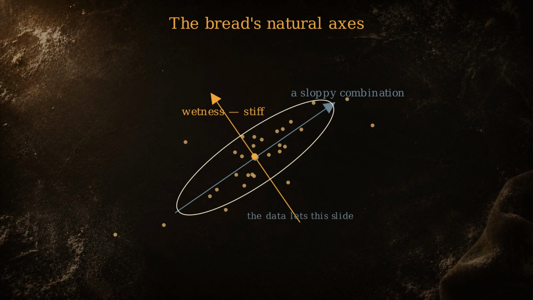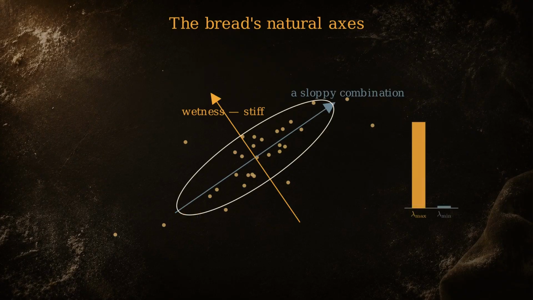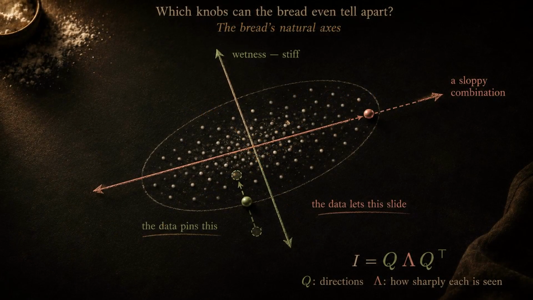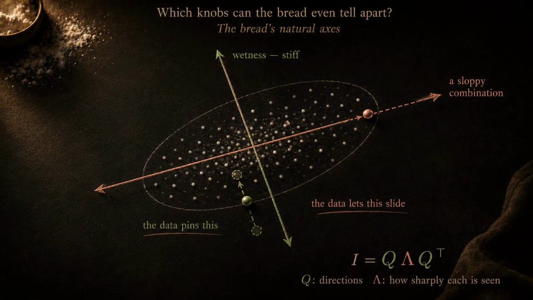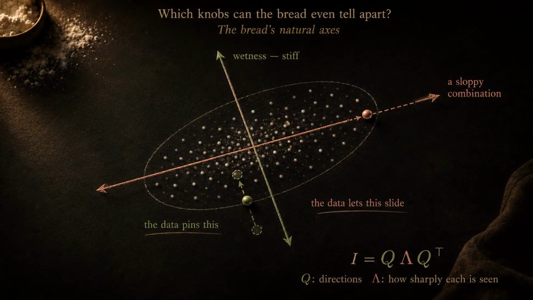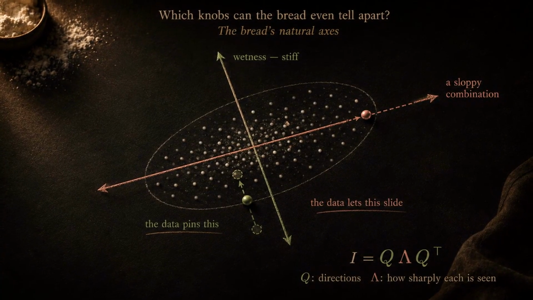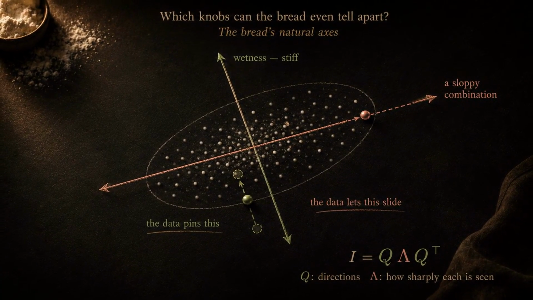That rotation has a name. You take the information matrix and break it into its natural directions, its eigenvectors, each carrying one number. Its eigenvalue. I equals Q lambda Q transpose. Q holds the directions, lambda holds how sharply the bread pins each one down. A large eigenvalue is a stiff direction, the data sees it clearly. A small one is a sloppy direction, the data barely feels it at all.